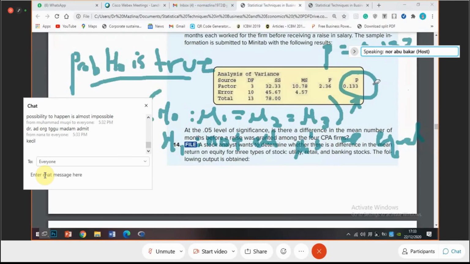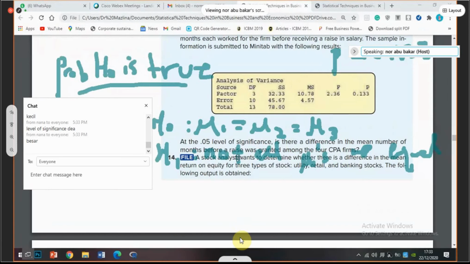Kecil ke besar? Okay, awak bandingkan 0.133 tu dengan 0.05. Sebab kita nak test dekat 5% kan? Okay, besar ke kecil? Besar. Yes, so you always compare it with the level of significance.